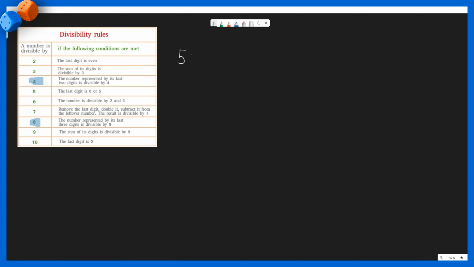A number is divisible by 5 only if it ends with 0 or with 5. For example, 235 is divisible by 5. 300 is divisible by 5, but 21,742 is not divisible by 5. Actually pretty easy. Divisibility rule of number 6.